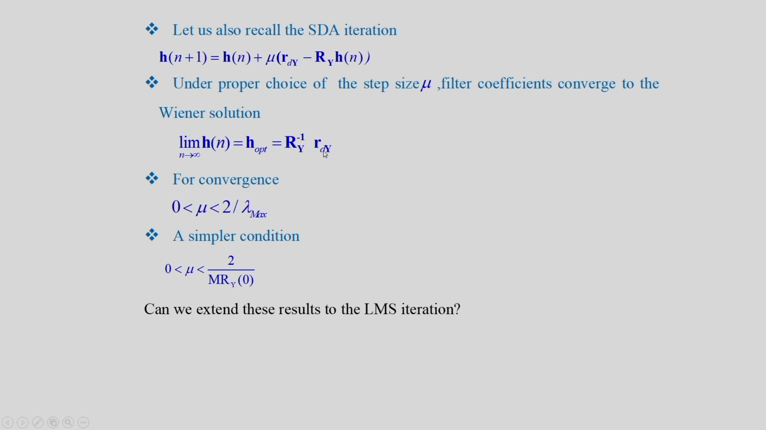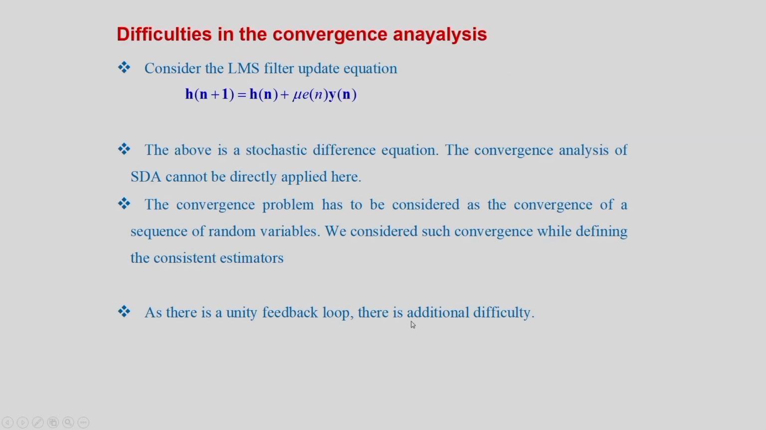And for convergence, mu lies between 0 and 2 by lambda max, and a simpler condition was mu lies between 0 and 2 by m into Ry(0), where m is the length of the filter. Can we extend these results to the LMS iteration? Let us try to answer this.